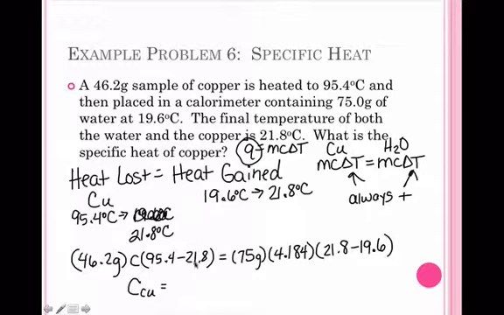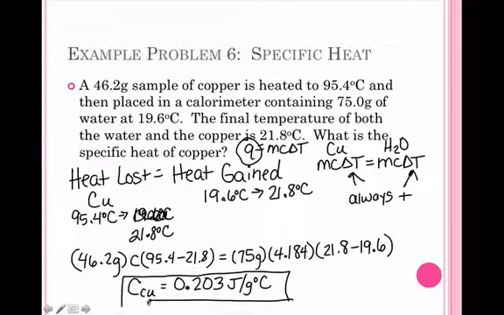Once you plug all that in, you're going to get 0.203, and the units are joules per gram degrees Celsius. And this is a reasonable answer. Your metals should have pretty low specific heats, and it does. So that's how you do those.